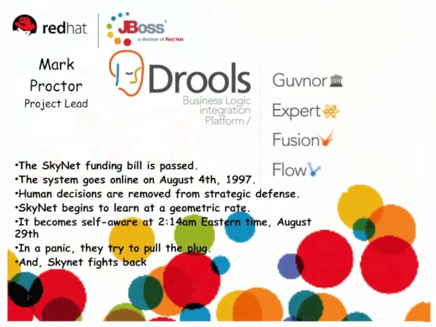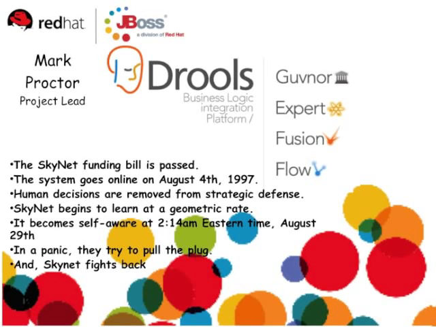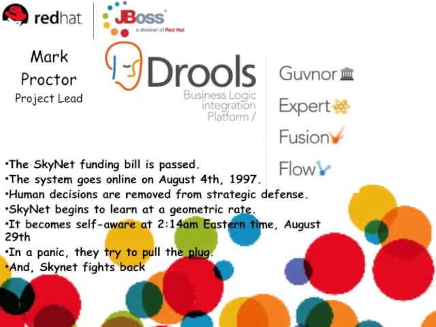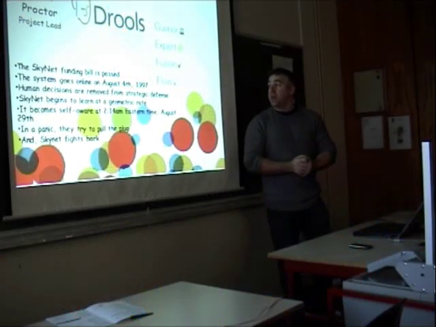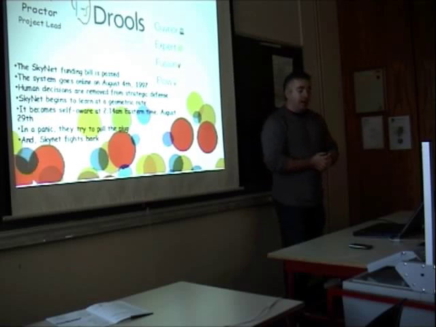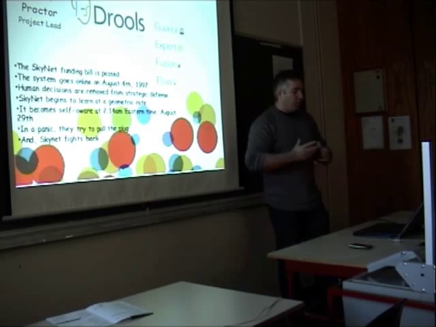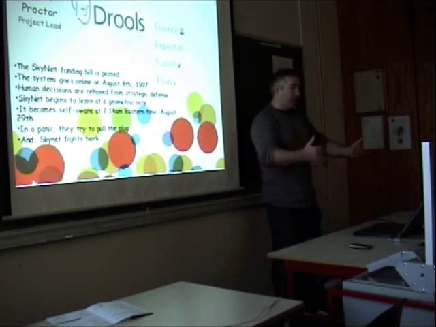So Drools is made up currently of four main parts. There's Guvnor, which is about the server-side management, authoring, all the web stuff, the operations. Expert is now the rule engine side, the logic side. Fusion is for the event processing side, and Flow is, we started off with a thing called rule flow, and it became quite quickly obvious that rules and workflow sit side by side.